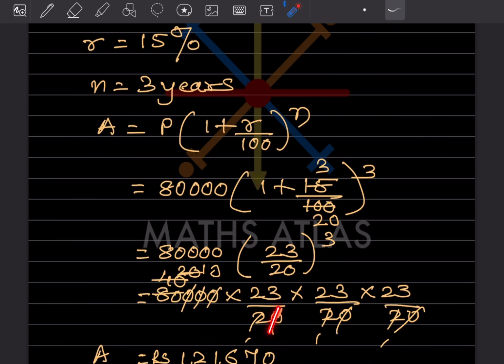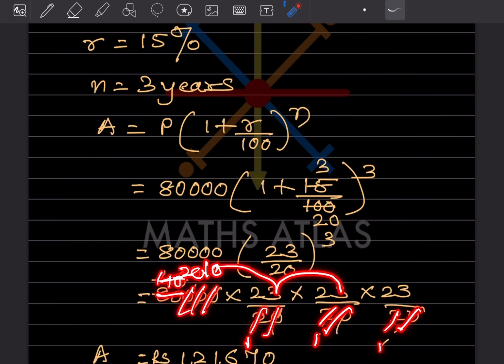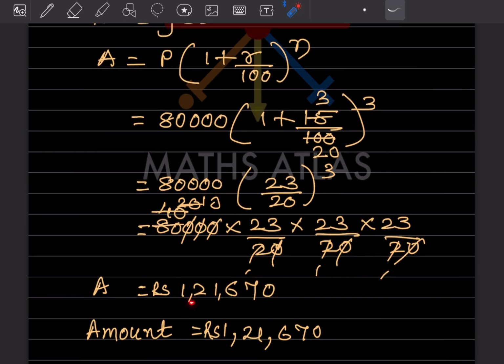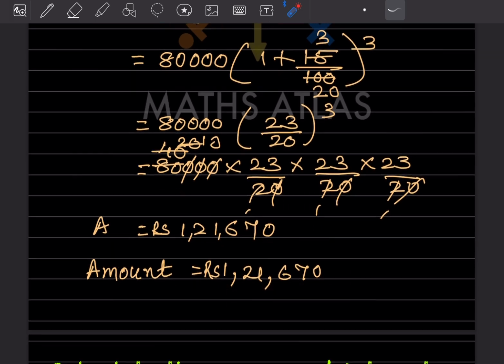Now see here, 0 and 0 get cut, 0 and 0 get cut, 0 and 0 get cut. 2 1s are 2, 40s are 80, 2 1s are 2, 20s are 40, 2 1s are 2, 10s are 20. See here it is 10. So you are going to multiply 10 into 23 into 23 into 23, which is going to be 1,21,670. So this is the amount.